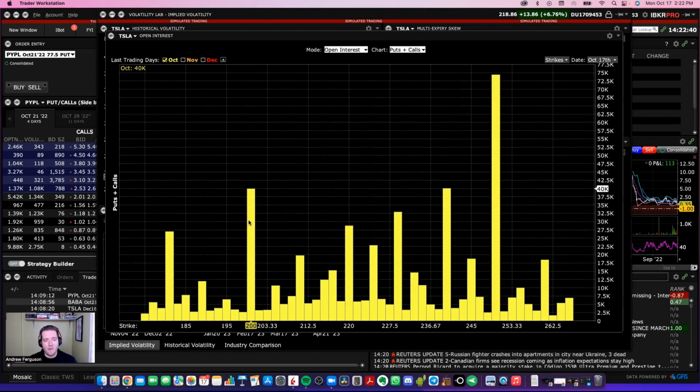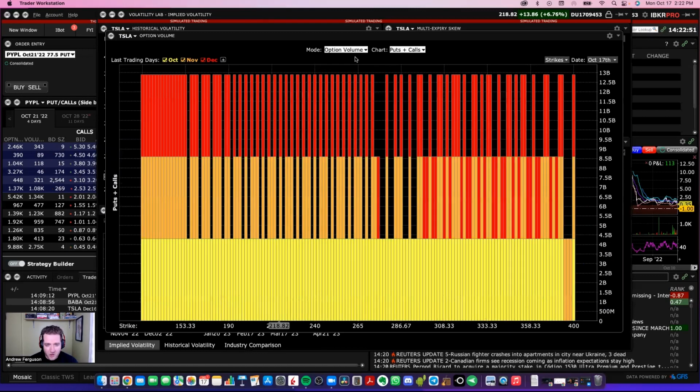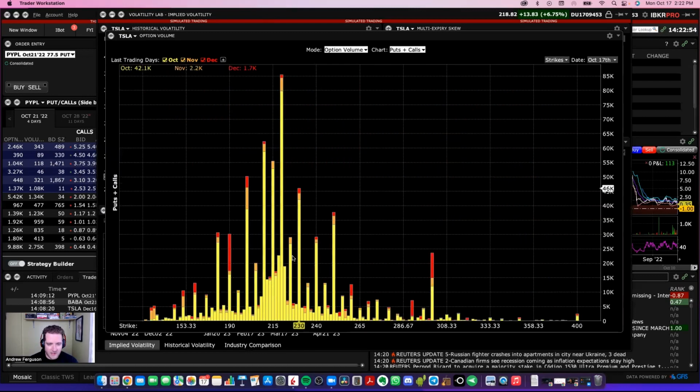So the big round numbers are kind of the de facto catch points, just because they're round even numbers. It's a human bias that people like to see the big round numbers. If we go back and add these back in, we can also change from open interest to option volume, and you can see at which strike points again have the highest option volume.